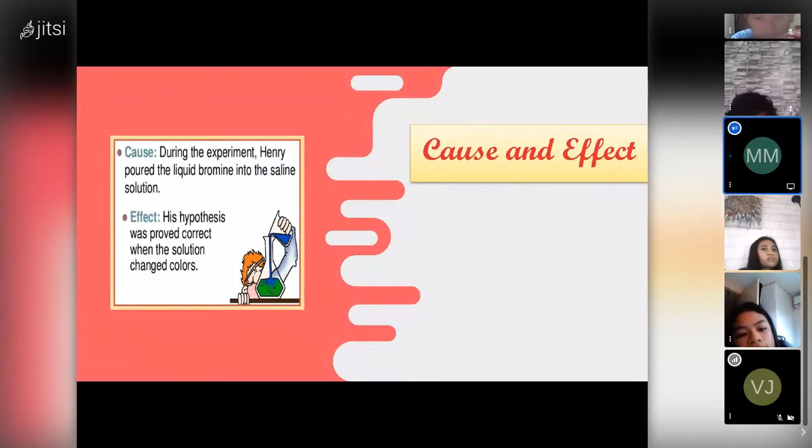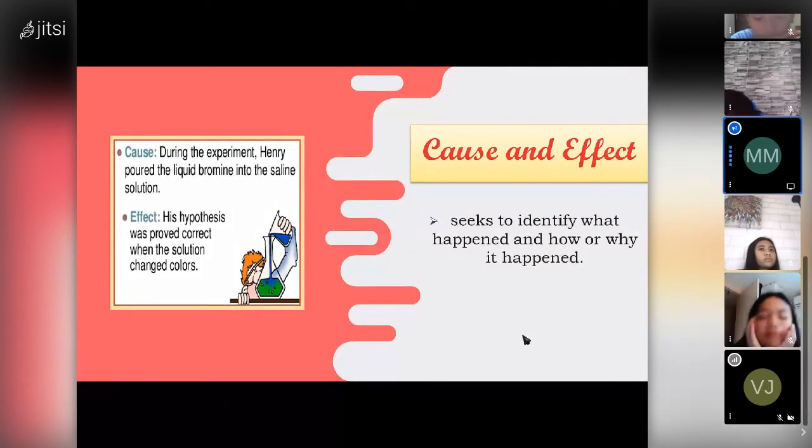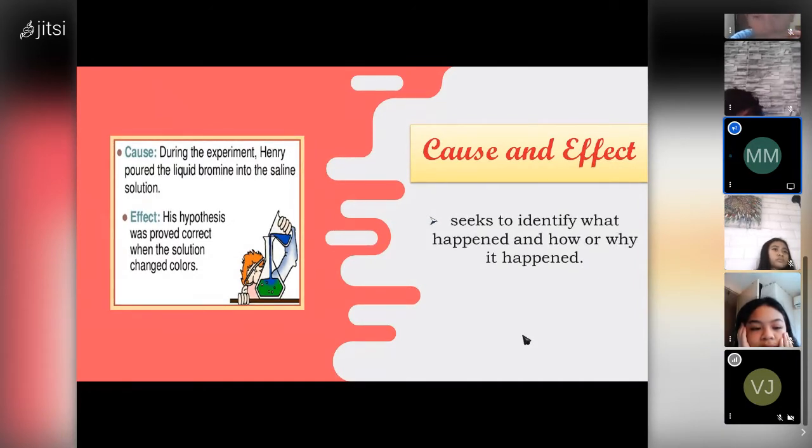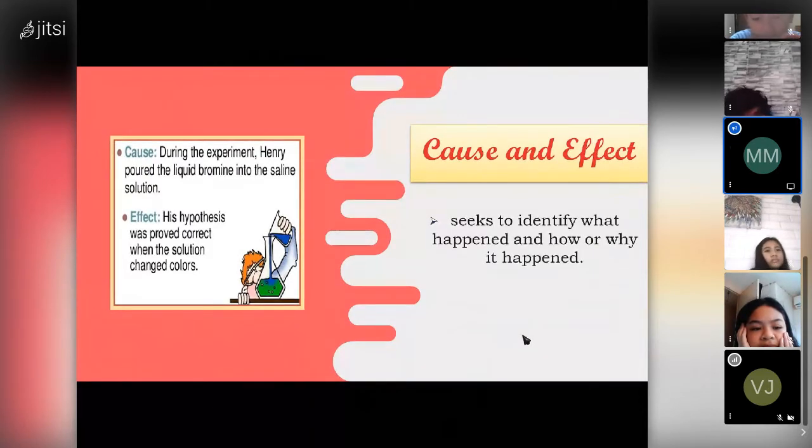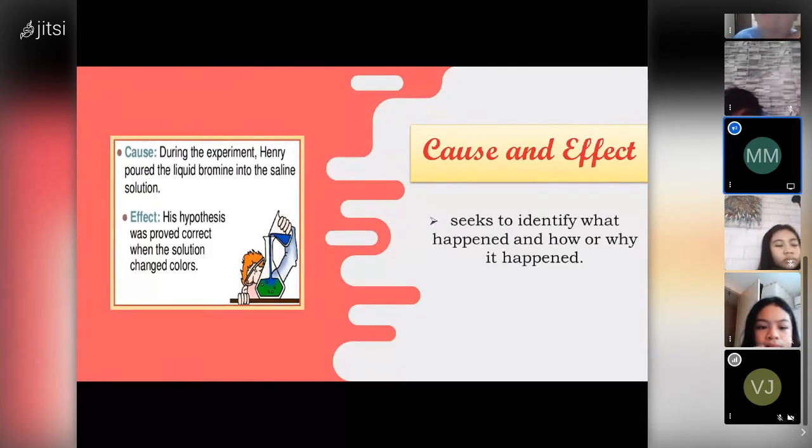It's very obvious. It is cause and effect. Cause and effect seeks to identify what happened and how or why it happened. Okay. So cause is the reason and then effect is, what do you think? If cause is the reason, what will happen? It's like what will happen, Miss, or in short, it is the result. Okay? Cause is the reason and then effect is the result.